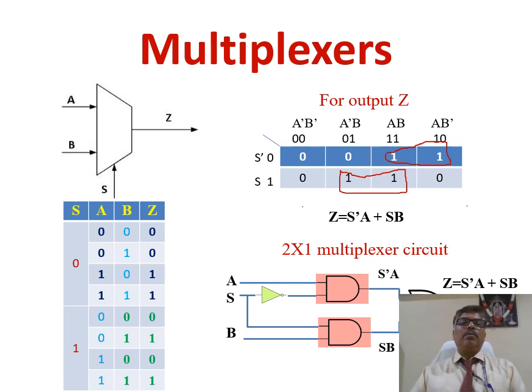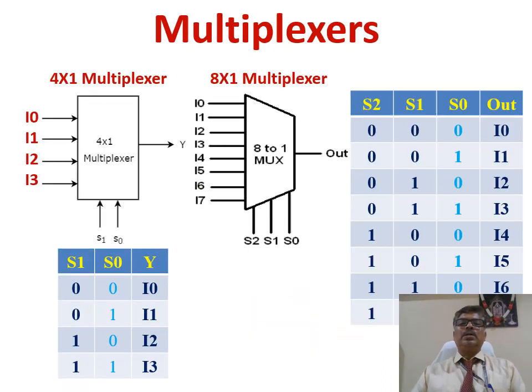Now the implementation. We require 2 AND gates and 1 OR gate. So S prime A and this is SB, and the final equation is Z equal to S prime A plus SB. Okay, so this is how we can design 2 by 1.